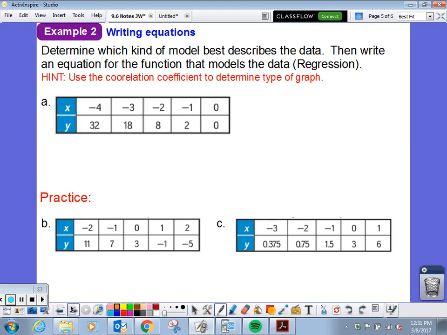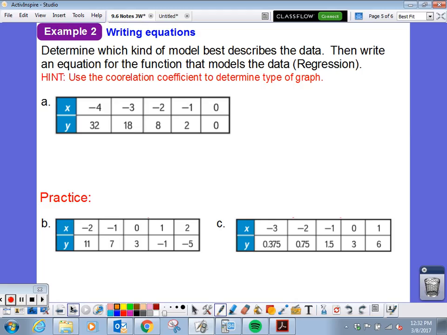So this says, determine which kind of model best describes the data. So we need to decide, is it linear, exponential, or quadratic? Then we are going to write an equation for the function that models the data. If we are going to write an equation for this, we are going to need to do a linear or quadratic or exponential regression. Okay, so you're going to have to know how to do this in your calculator. We have done these before a few times. Okay, so this is going to be no different. The only difference is it's going to be the number that we press. Okay, we're going to be doing 4 for linear, 5 for quadratic, 0 for exponential.